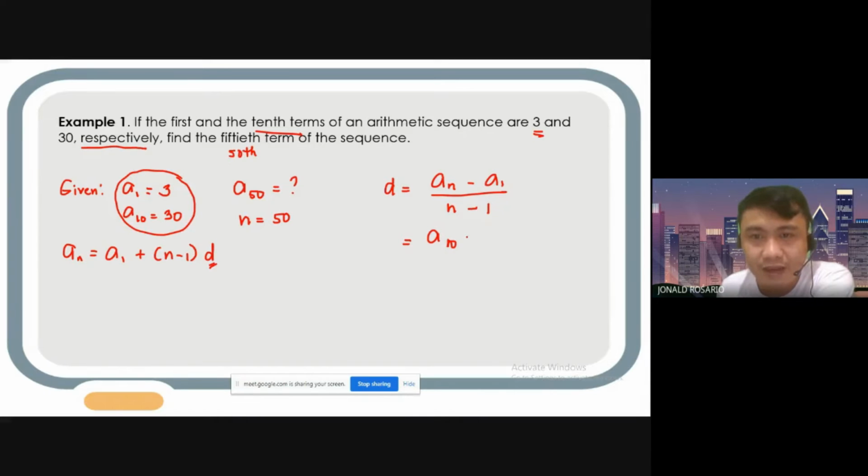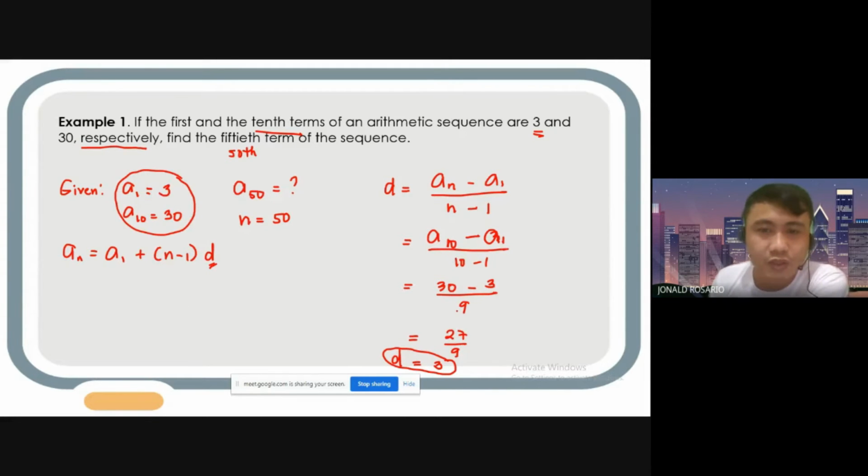So, a sub 10 minus a sub 1, over 10 minus 1. Our a sub 10 is 30, minus a sub 1 which is 3, over 10 minus 1 which is 9. So we have 30 minus 3 is 27, over 9. So the common difference is 3. Now we have everything we need.